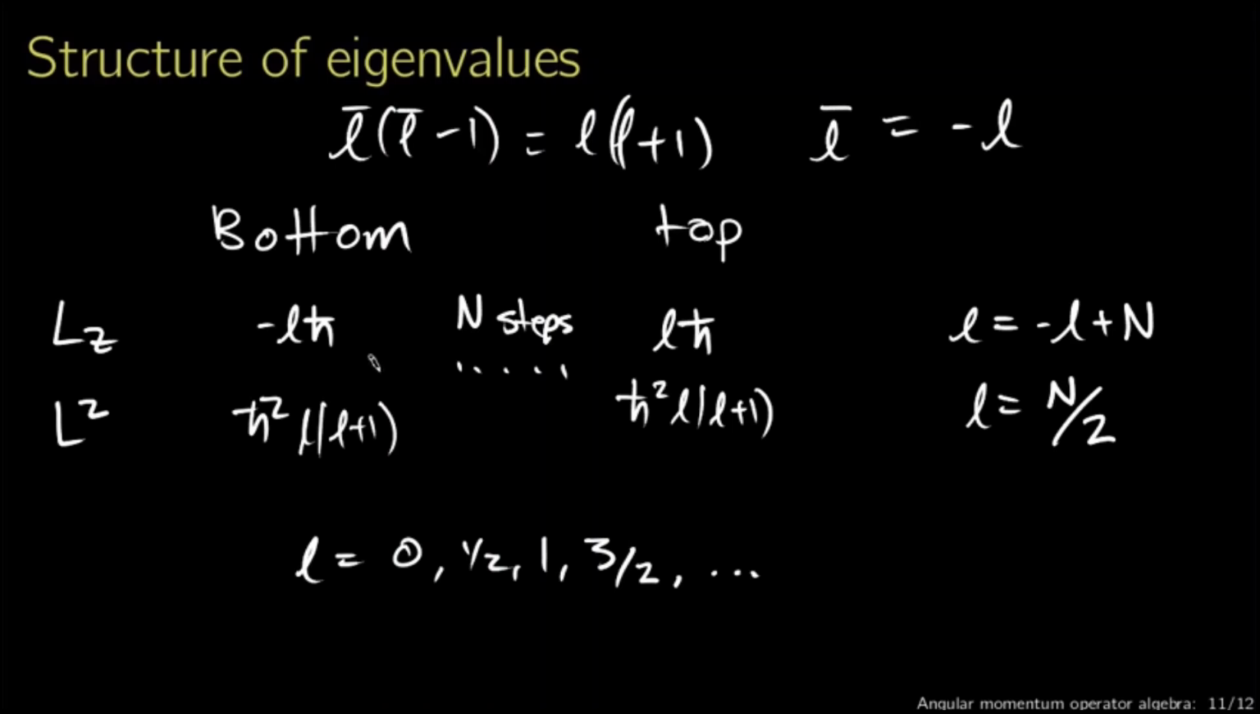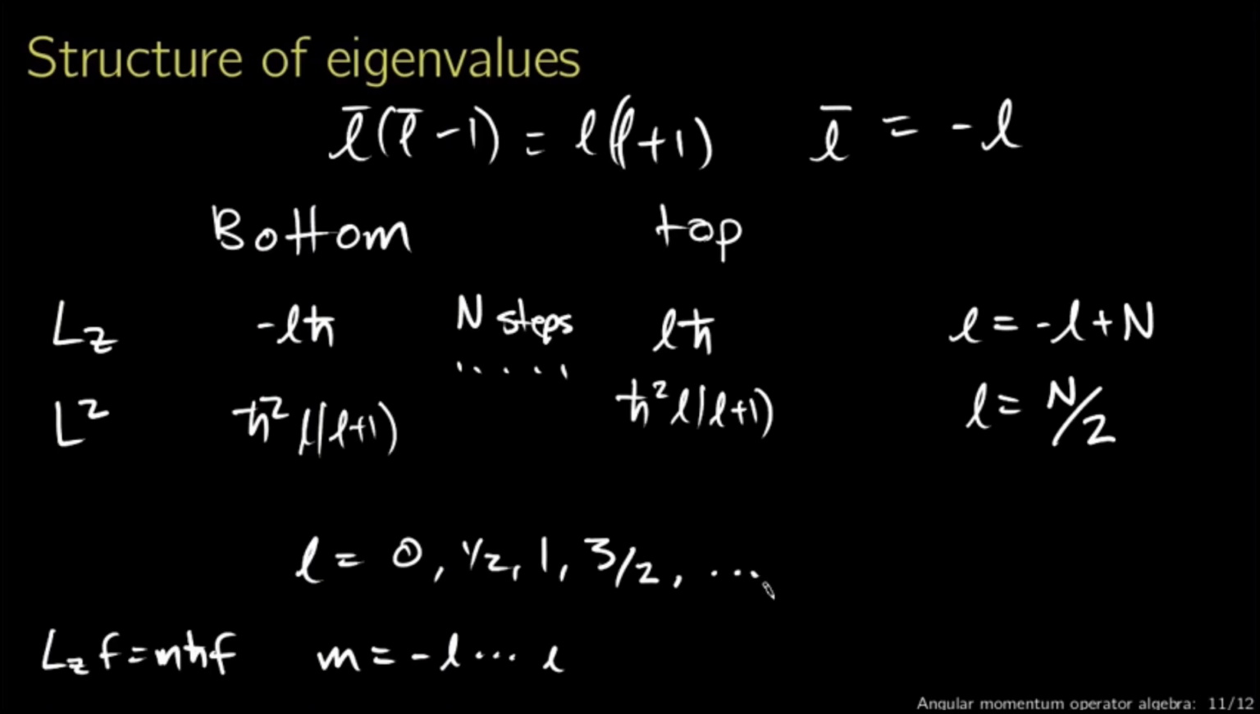And the eigenvalue for Lz is going to be something between minus l and l. If I write this as Lz acting on some state is m h bar times that state, m is going to be minus l up to l. Some number starting from minus l counting all the way up to l. This should look rather familiar.